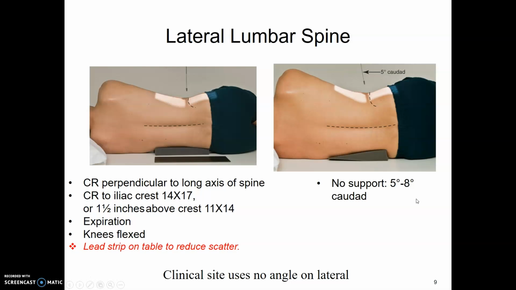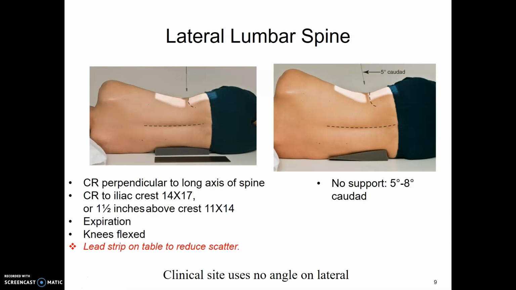Lateral lumbar spine. So we do left lateral, but you may see some right laterals depending on the patient's pain. If their hip's in pain, I've done many right laterals. But we do left lateral just because it's easier. They're facing away from us. It's easier to palpate our landmarks. But we use the 1.5 inches above the iliac crest.